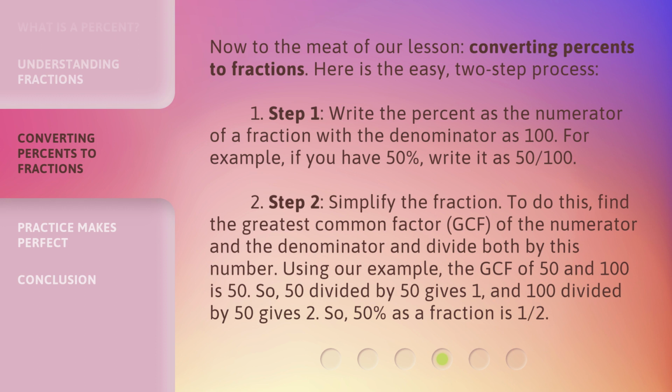To do this, find the greatest common factor, GCF, of the numerator and the denominator and divide both by this number. Using our example, the GCF of 50 and 100 is 50. So, 50 divided by 50 gives 1, and 100 divided by 50 gives 2. So, 50% as a fraction is 1/2.